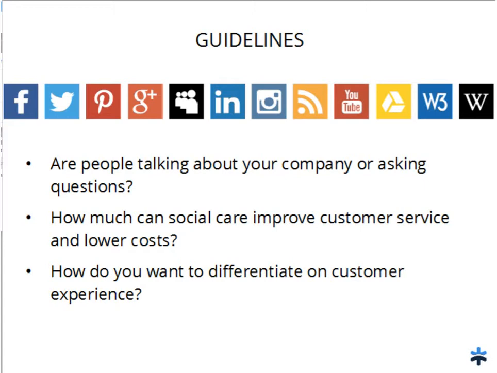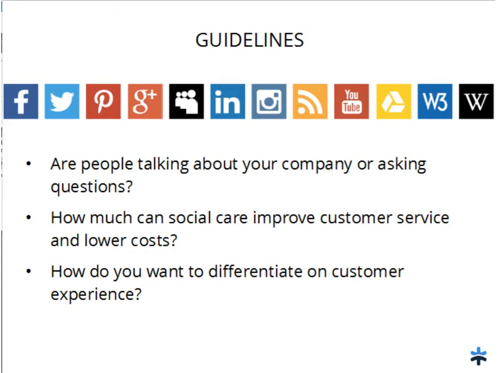Set a baseline for gauging the extent to which social care would improve customer service and lower costs. So it typically costs less than $1 in interaction on social, whereas telephone care is about $6 a call, and email care costs about $2.50 to $5 per interaction. So when you're setting up your baseline and looking at your current situation, think about how social can help you lower costs.